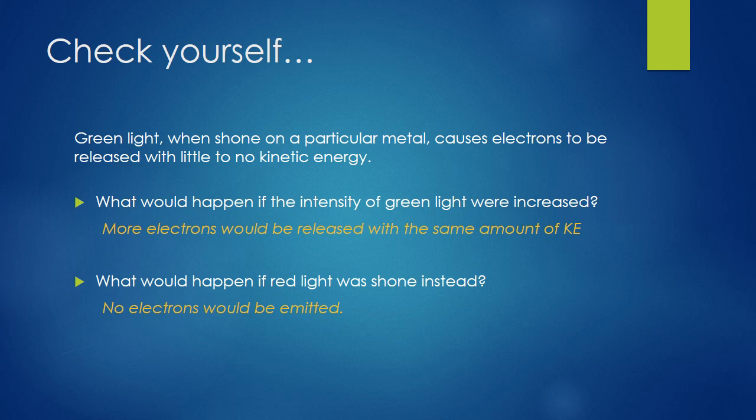If you said that no electrons would be emitted, you're correct. Based on the problem prompt, the fact that green light releases electrons with basically no kinetic energy means that's our threshold frequency. That is the minimum frequency that we can have in order to have electrons released. Red light has a lower frequency, and therefore no electrons are going to be released from that metal.